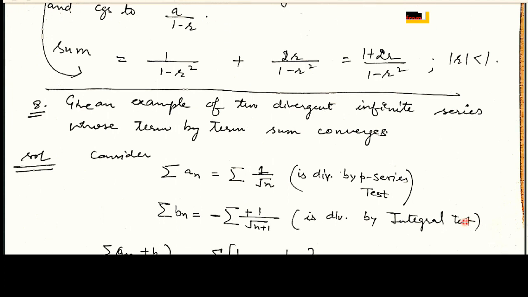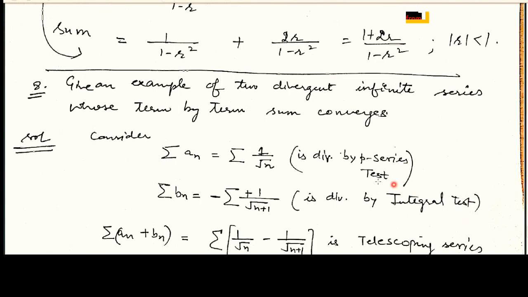Now this is the last question of tute sheet 1. It says that you have to find an example of two divergent infinite series whose term by term sum converges. Just see, we can take the series an to be 1 over square root of n. Clearly this series is divergent by the P series test because its value of P is half, which is strictly less than 1. You can consider the series Bn to be 1 over square root of n plus 1 with a minus sign.